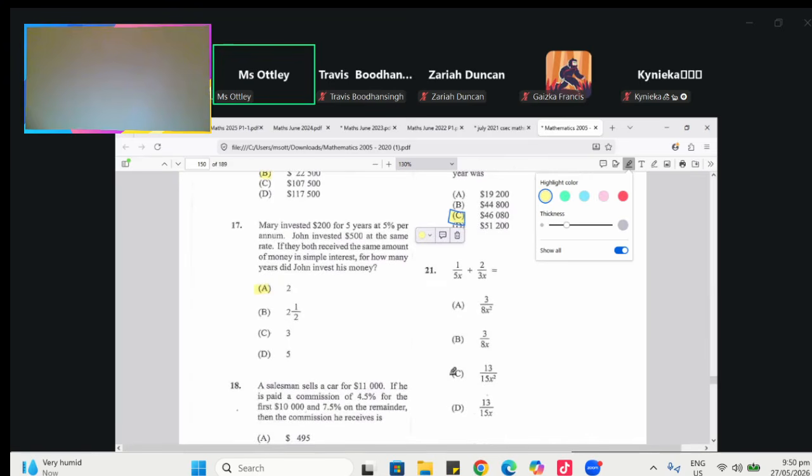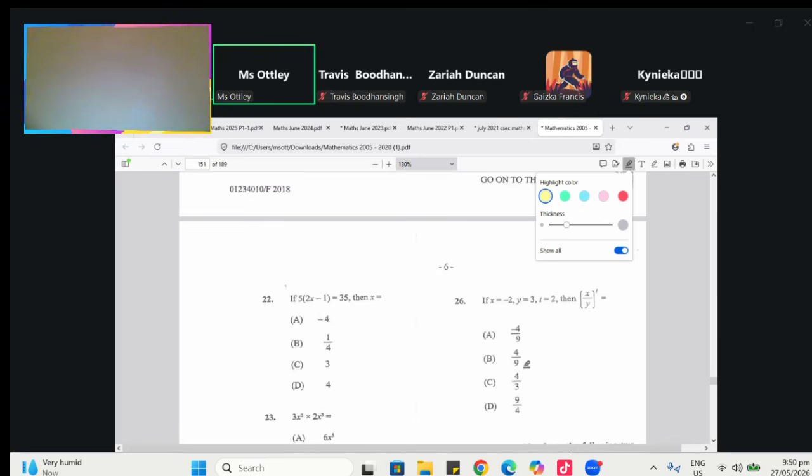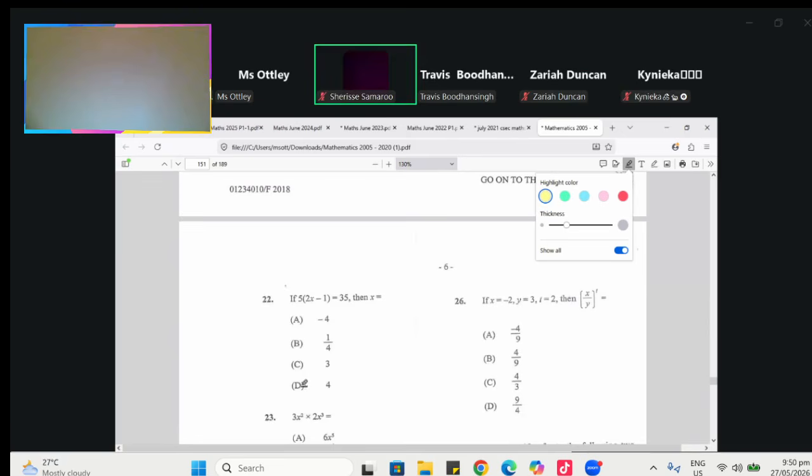Number 21. What is my answer? D. A repeat question. Remember, when our denominators are different, we find the LCM, even when it is in terms of x. Number 22. X is equal to 4D. Thank you. D.